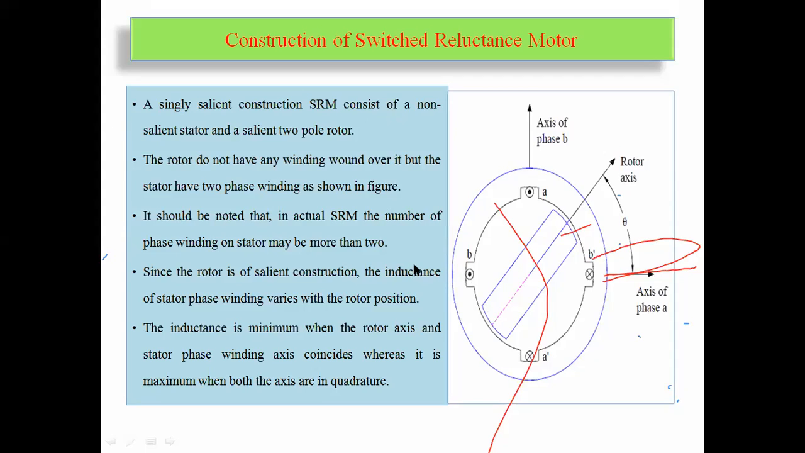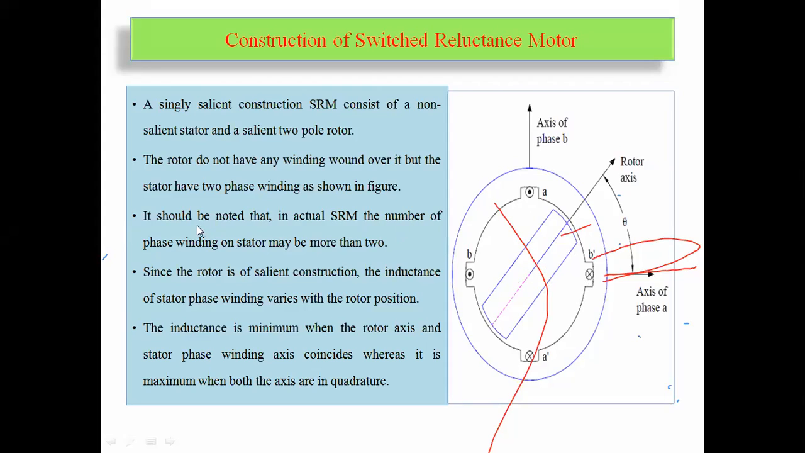So here the rotor does not have any windings wound over it, but the stator has a two phase winding as shown in the figure. So basically the rotor doesn't have any type of winding, but the stator has two windings. A dash and B dash are part of the stator side.